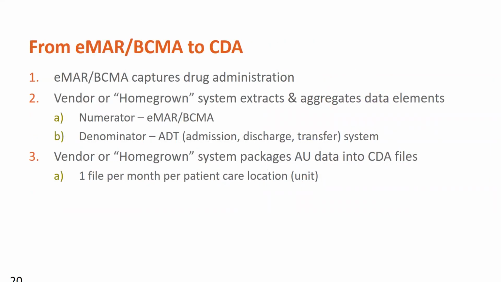Okay, so this slide just outlines the first 3 steps. Number 1, the EMR BCMA captures the drug administration when the drug is given to the patient. Then the vendor or homegrown system extracts those data and aggregates those data elements, taking the numerator from the eMAR BCMA system and the denominator from the ADT system. Then the vendor packages those AU data into the CDA files. Remember, you would have one file per month per patient care location or unit.